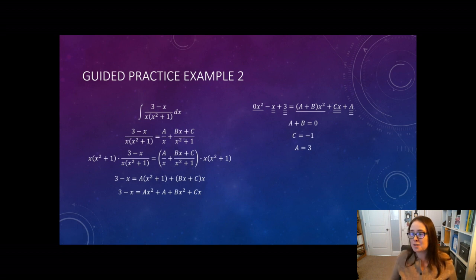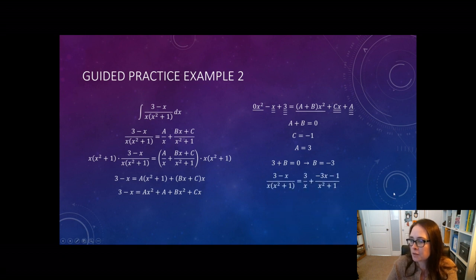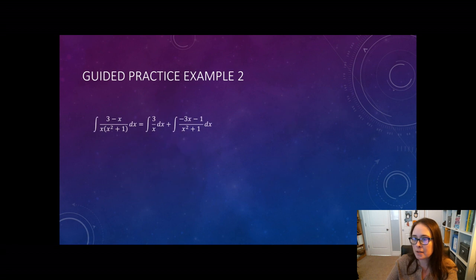And the nice thing here is two of my variables are already solved for just through doing that. To solve for the one variable I don't have, the b, I can take a equals 3 and substitute that into the first equation. So 3 plus b has to equal 0, which means that b equals -3. Now I know what each of my variables is, and I can write out that partial fraction decomposition, and it looks like this.